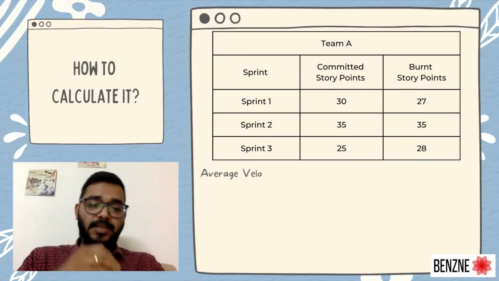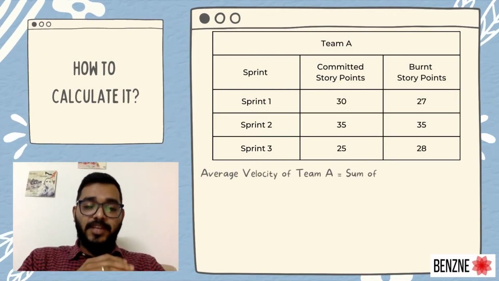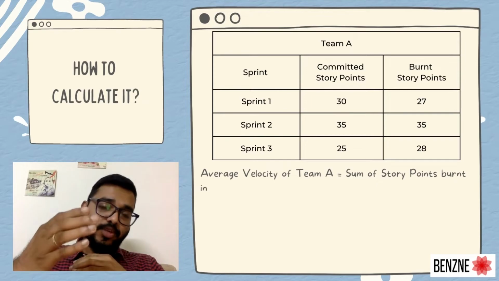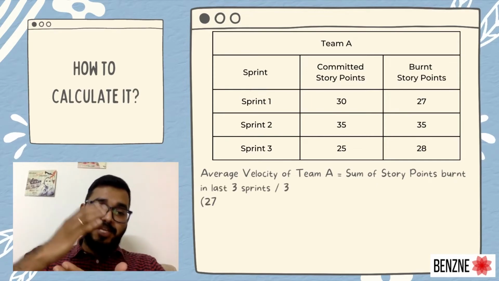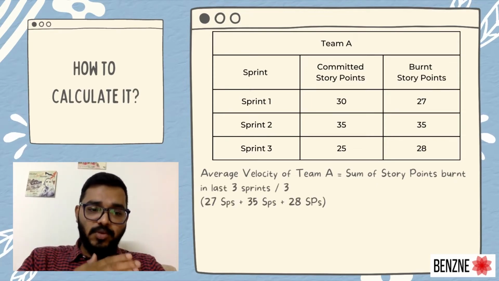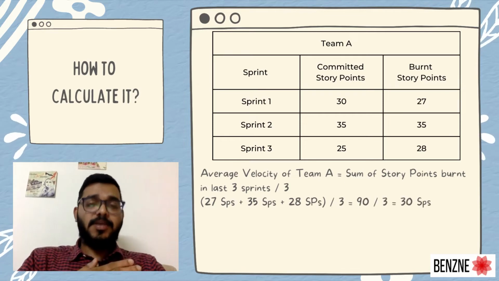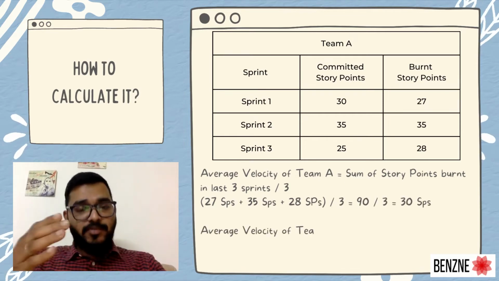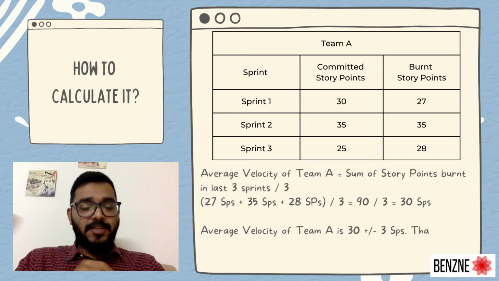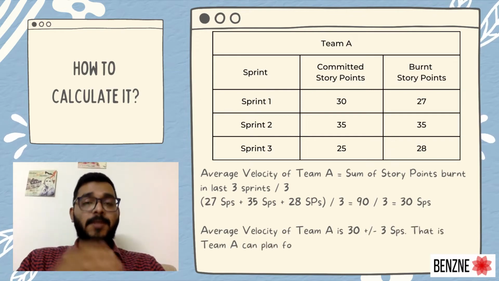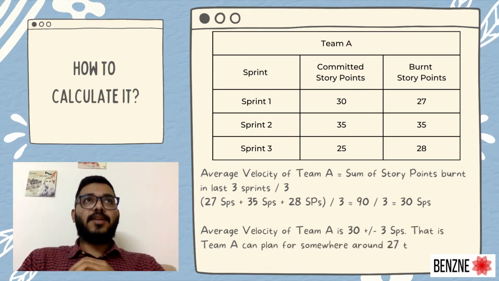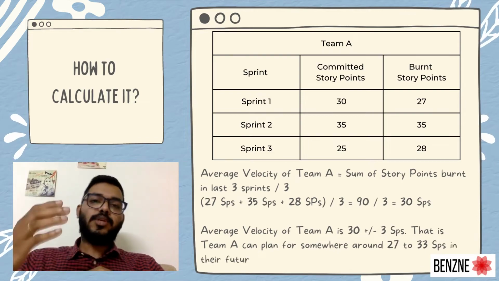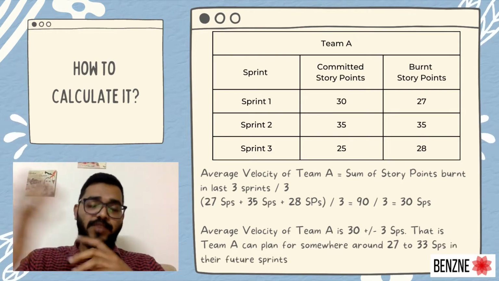In this example, which I just told you now, the average velocity is 27 story points burnt in sprint 1, 35 story points burnt in sprint 2, and 28 story points burnt in sprint 3. So the average velocity is sum of that divided by 3, which is nothing but 30 story points. So this team can roughly complete 30 story points worth of work in a 2 week sprint.